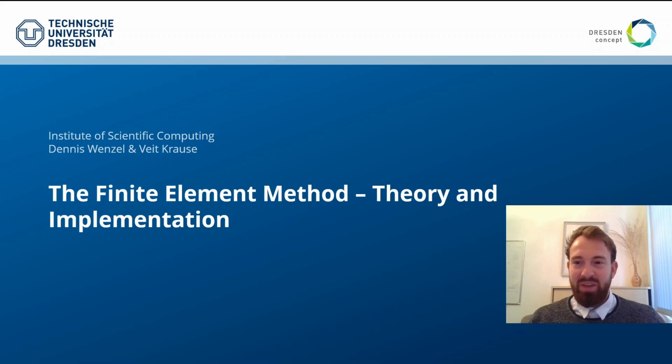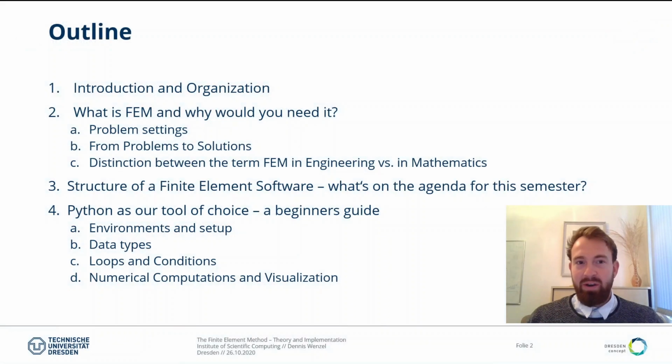So let's start with the beginning. Let's start with the introduction. What do we actually want to talk about in this course, and particularly today? So at first I will give a short introduction and tell you about the organization of this course. Then we talk about what FEM is, what the finite element method actually means, and why you would need it for anything. Why are you actually here in this course? Then let's talk more precisely about some problem settings and then how you get to a solution from that problem.